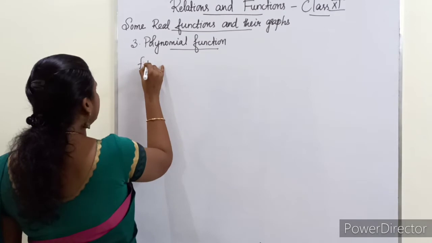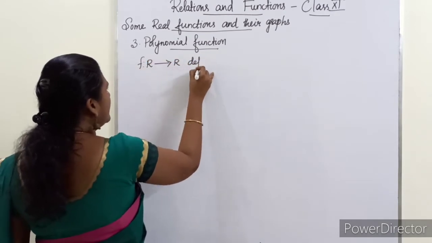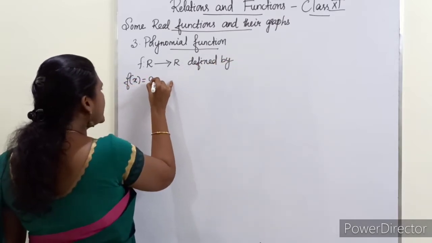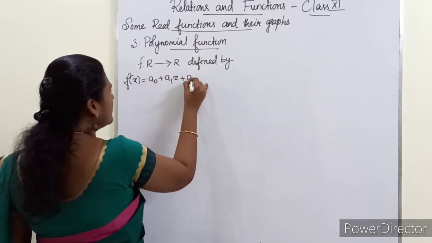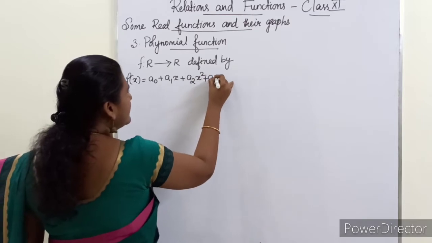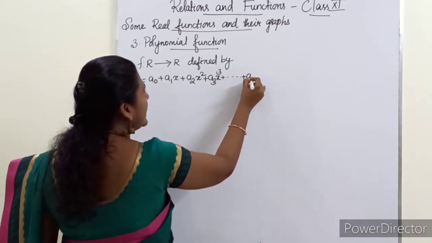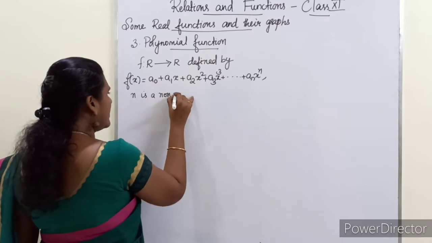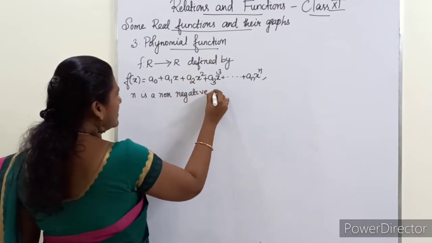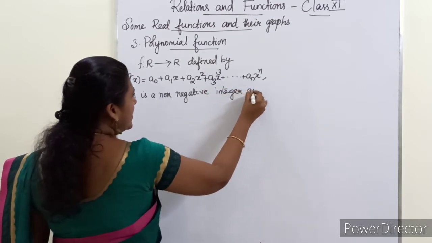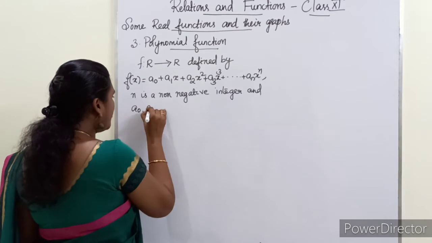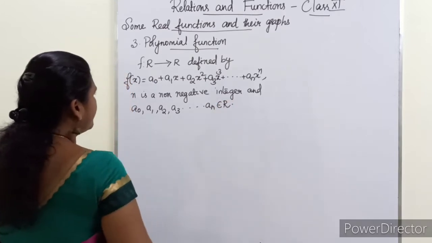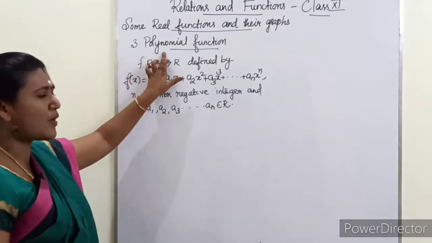The function f from R to R defined by f of x is equal to a0 plus a1x plus a2x square plus a3x cube plus etc. up to an x power n, where n is a non-negative integer, and these coefficients a0, a1, a2, a3 etc. an belong to R. They are real numbers. So this function is called a polynomial function.